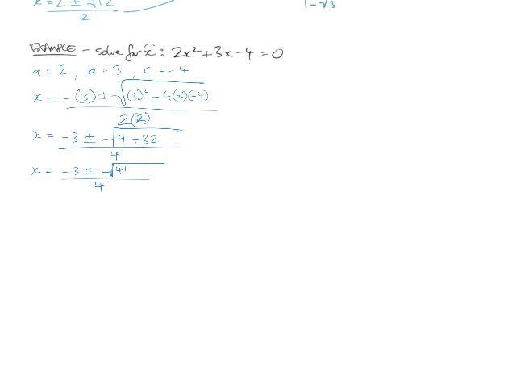So you could write it long ways if you wanted. This is acceptable. It's x is equal to negative 3 plus root 41 all over 4, or x is equal to negative 3 take root 41 all over 4. Two solutions again, because there's a plus or a minus sign.